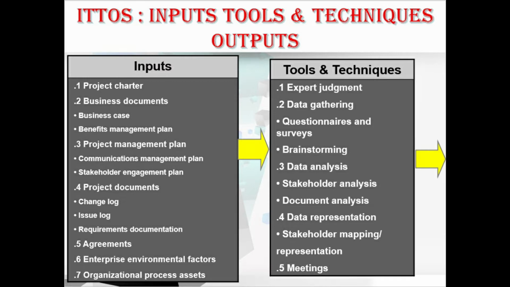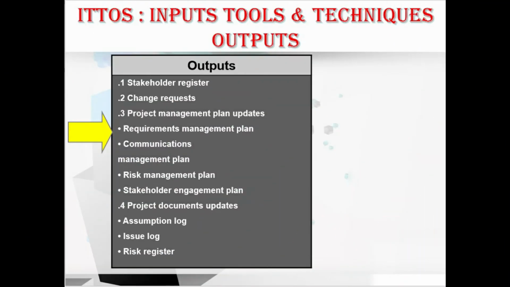Coming to the outputs, we have the stakeholder register, change requests, and the project management plan updates, which contain the requirements management plan, communication management plan, risk management plan, and stakeholder engagement plan. And we also have the project document updates, which contain the assumption log, issue log, and risk register.